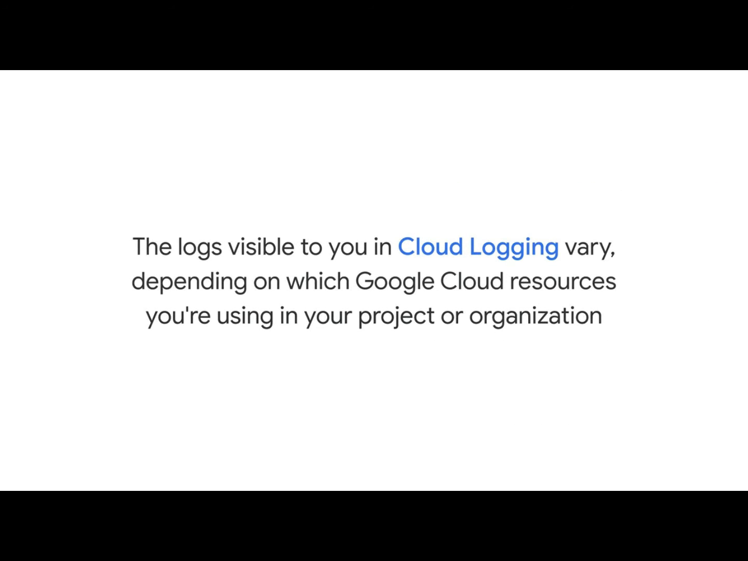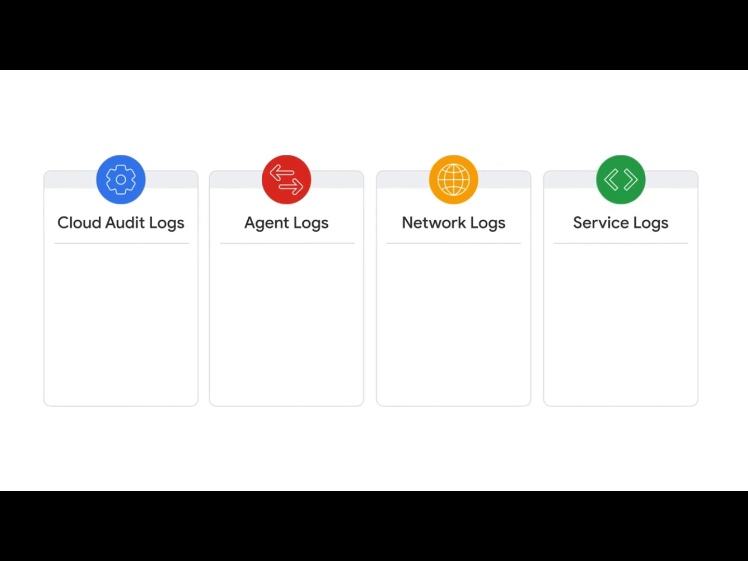The logs visible to you in Cloud Logging vary, depending on which Google Cloud resources you're using in your project or organization. Four key log categories are audit logs, agent logs, network logs, and service logs. Cloud audit logs help answer the question, who did what, where, and when? Admin activity tracks configuration changes.